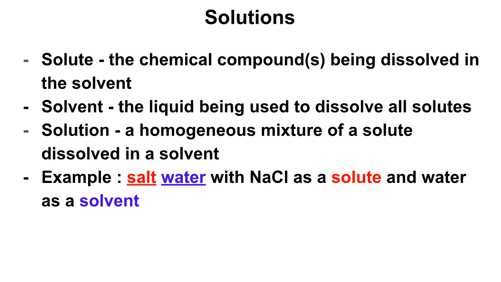Now, typically solutions are homogeneous in their composition. So it's not to say that you can't have a heterogeneous type of makeup, but usually that's referred to as a mixture more than it is a solution. So an example would be salt water. If you were to take basic sodium chloride like table salt and dump it in water in order to make salt water or saline, then that would be an example of a solution. With the sodium chloride, which you can see in red here, the sodium chloride would be the solute, and then the water would be the solvent.